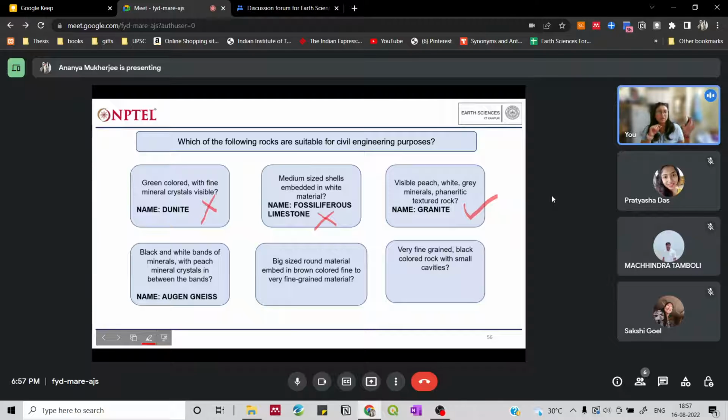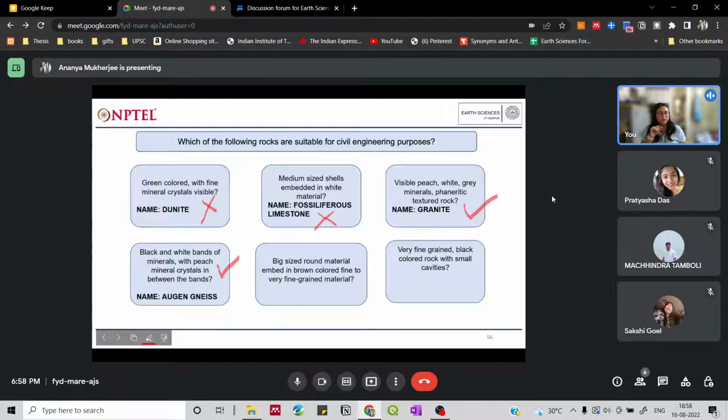formed at a much greater depth, and the minerals that are found are also pretty stable, that is quartz, and it has some kind of feldspar. So these are stable minerals, so we can use this as both foundation and building stone, okay.